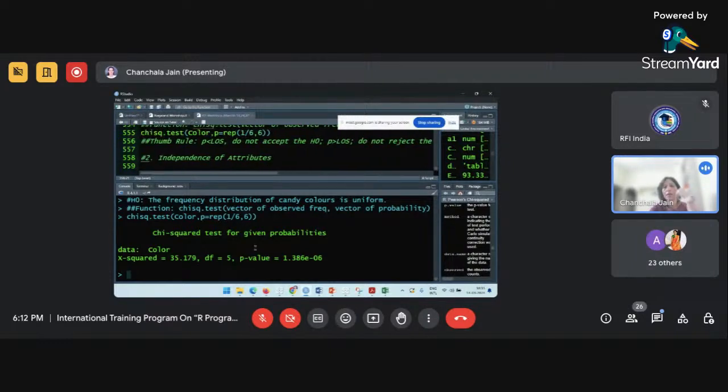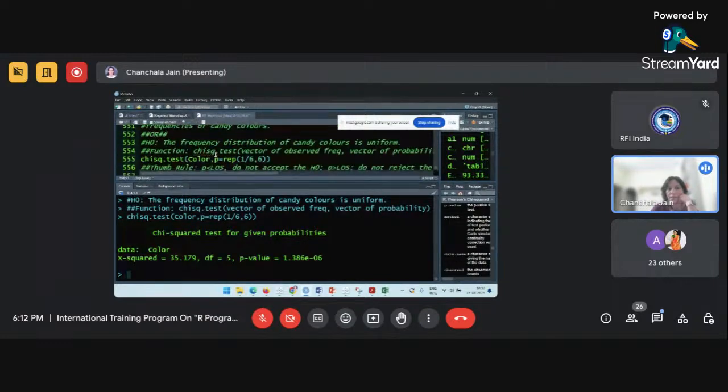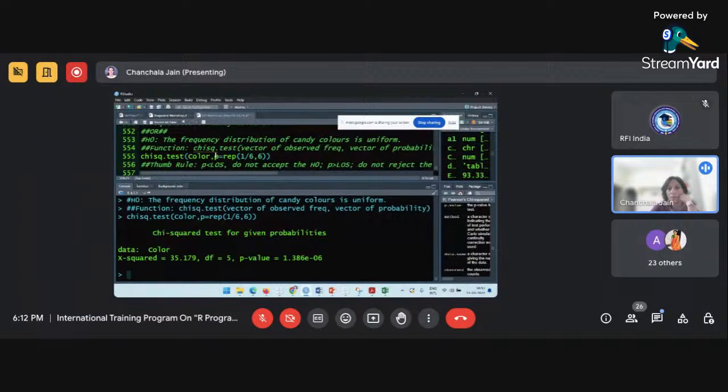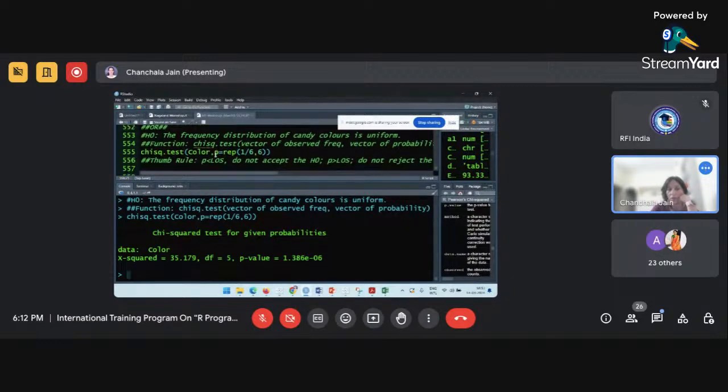So here, by default, this chi-square test function is giving you the value at 95% confidence level or 5% level of significance. The p-value is 1.386e-06, which is less than 0.05, which means we are not going to accept the null hypothesis. That way you can conclude that there is a significant difference in the observed and expected frequencies of candy colors, or the frequency distribution is not uniform.